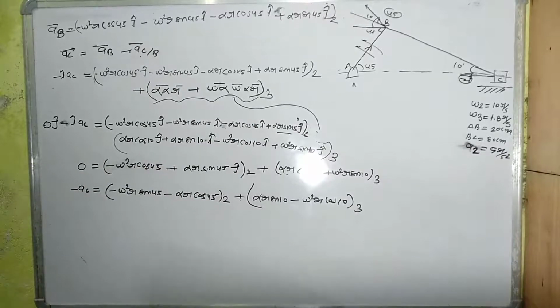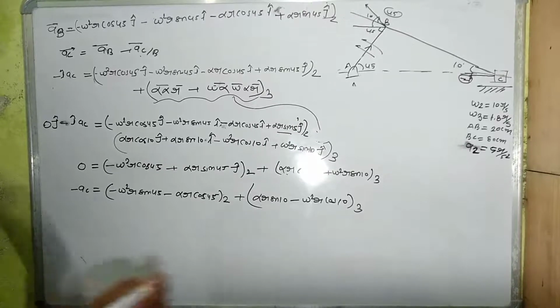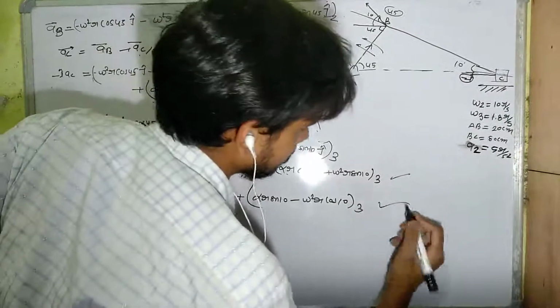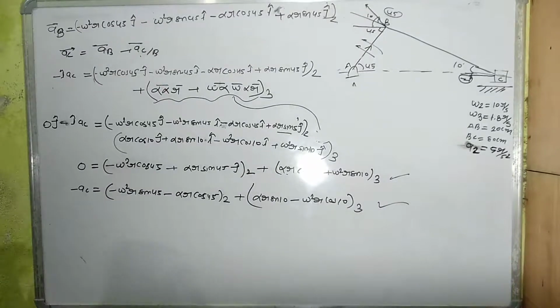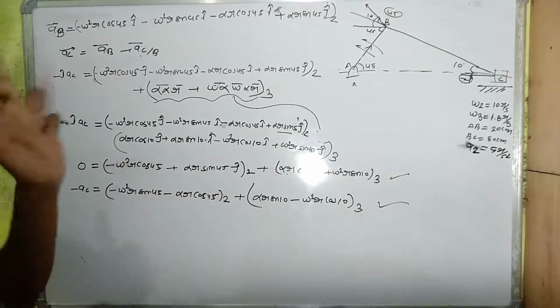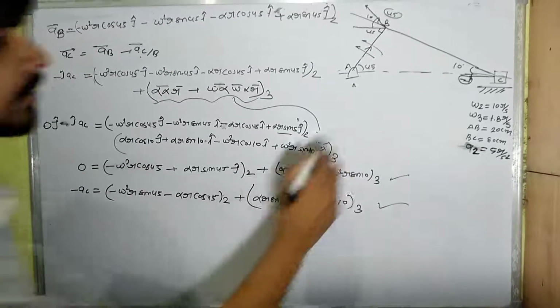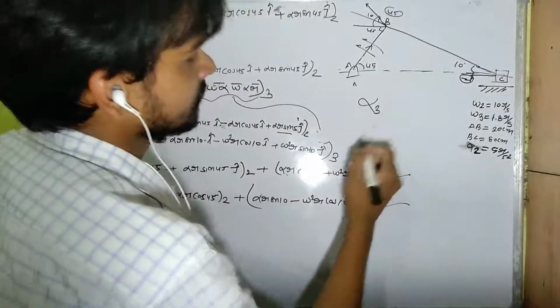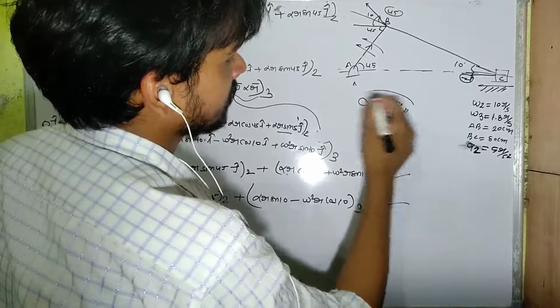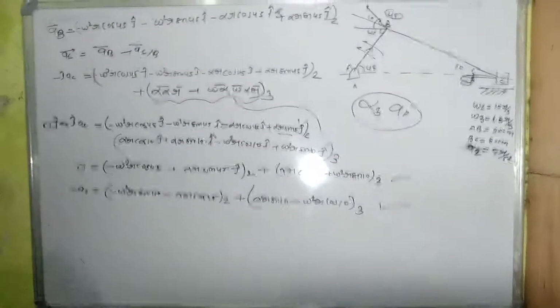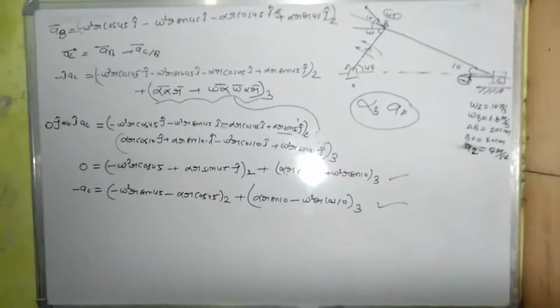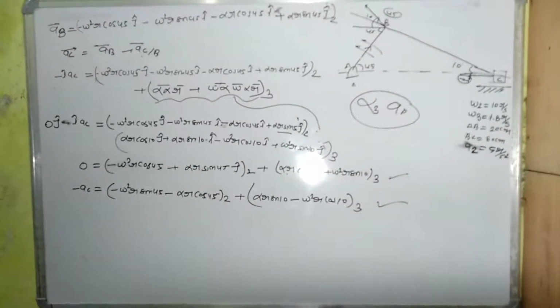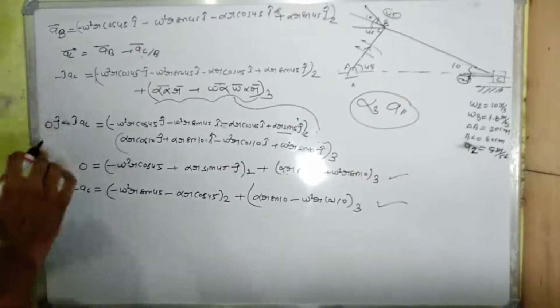Okay, now look at here, you have two equations, one equation is this and one equation is this. You also have two unknowns, one unknown is your alpha 3 and one unknown is acceleration of p. Am I right? So alpha 3 is unknown. Let's solve it. Let me erase the top part.